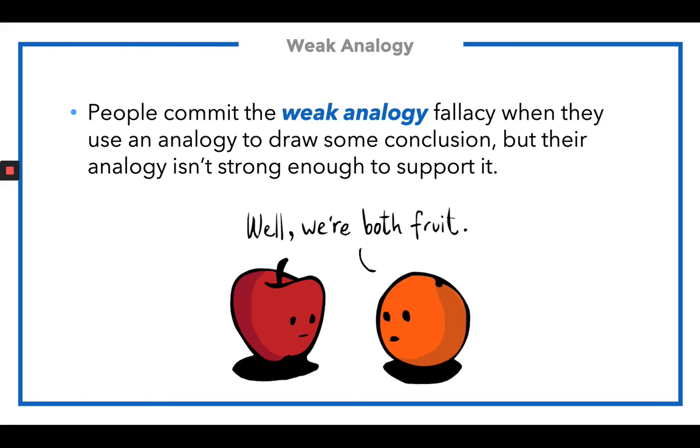The last one we're going to look at is the fallacy of weak analogy. People commit this fallacy when they use an analogy to draw some conclusion, but the analogy isn't strong enough to support it. So here we've got a picture of an apple and an orange, and the thought here is, well, we're comparing apples and oranges. We really shouldn't be drawing an analogy between these two things.